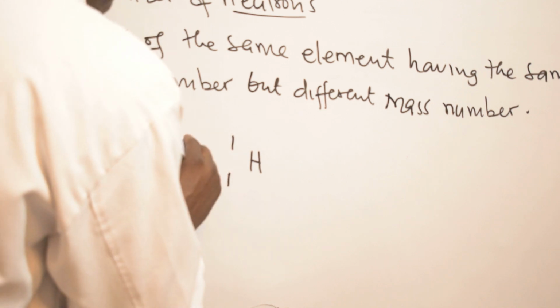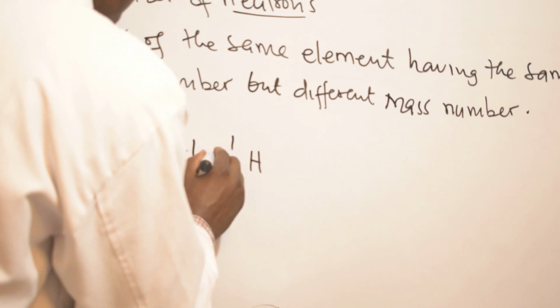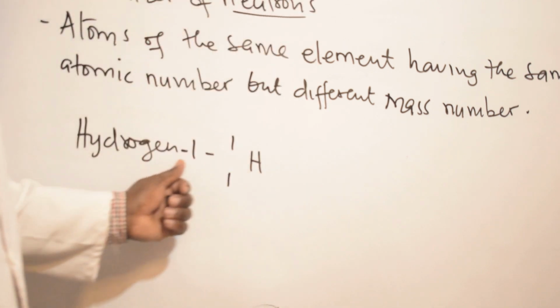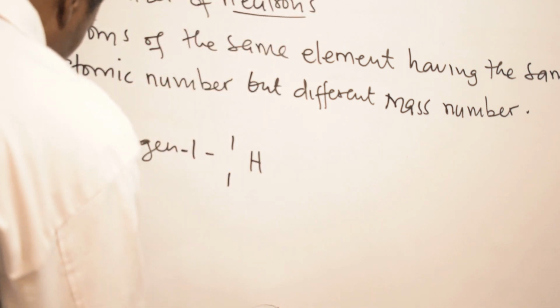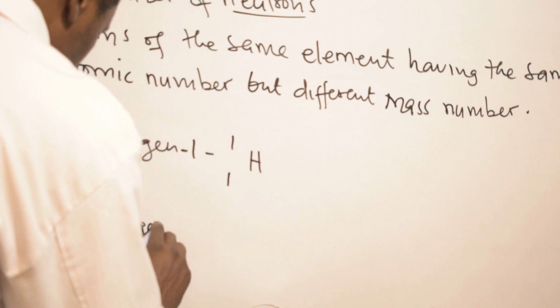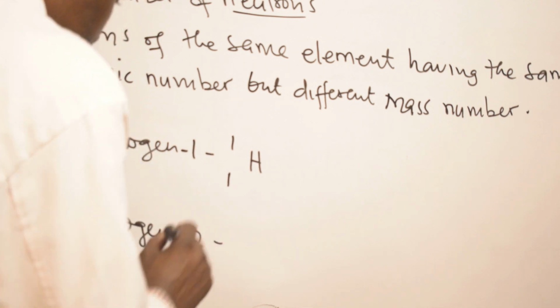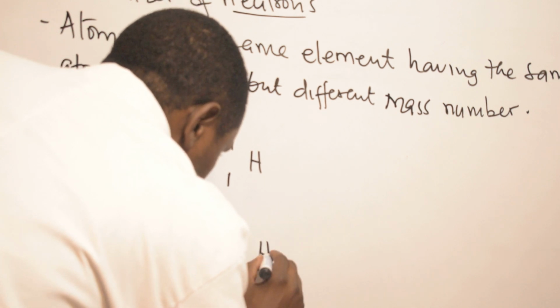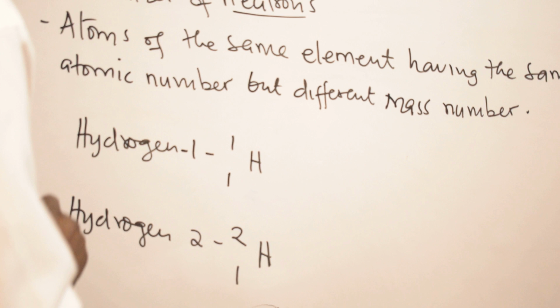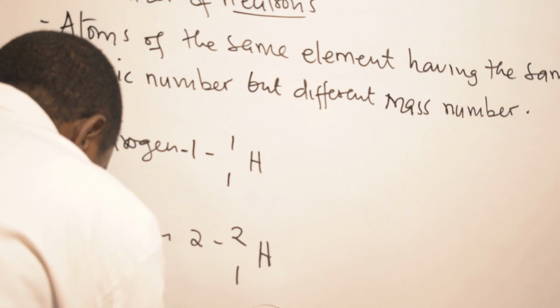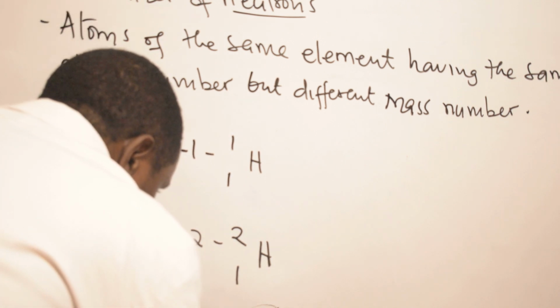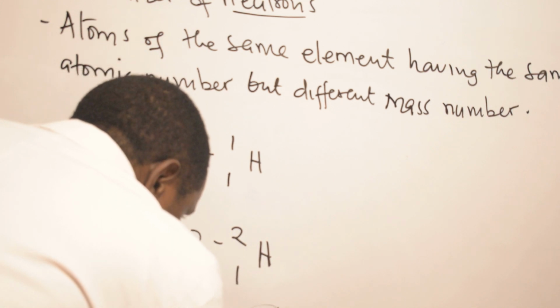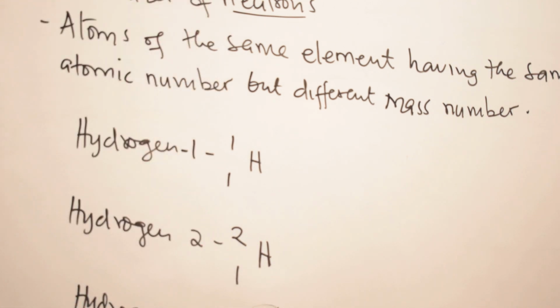Mostly, by the way, when we are presenting these isotopes, we are going to have, for example, hydrogen 1. We can have hydrogen 2, where the mass number now will be 2. The atomic number, as usual, is 1, and so on and so forth. I can also have hydrogen 3, with mass number 3 and atomic number 1. These are isotopes.